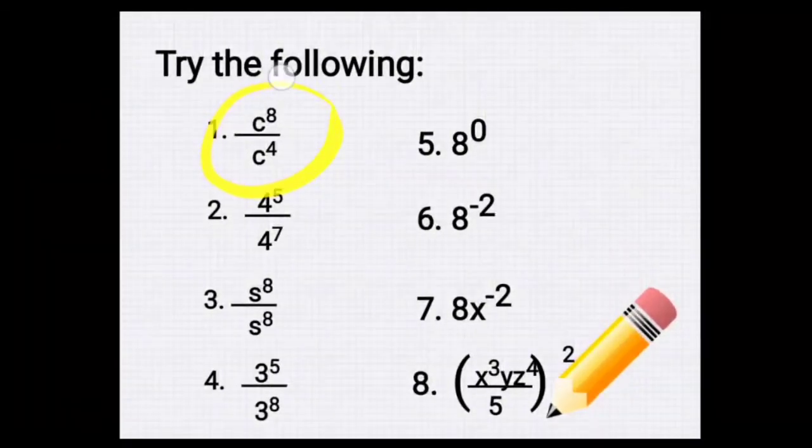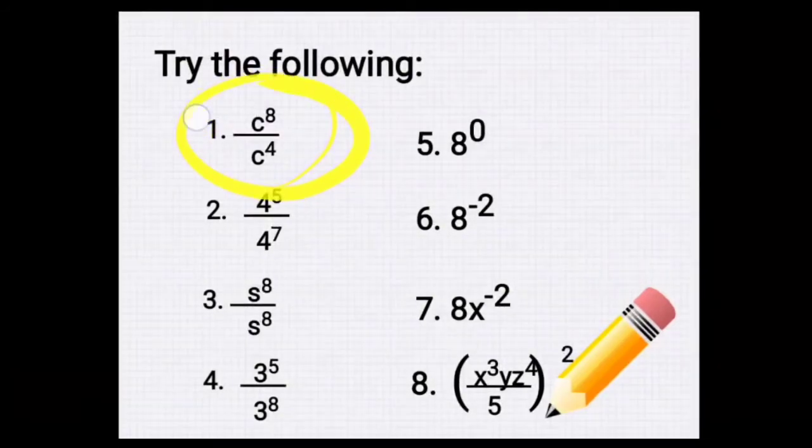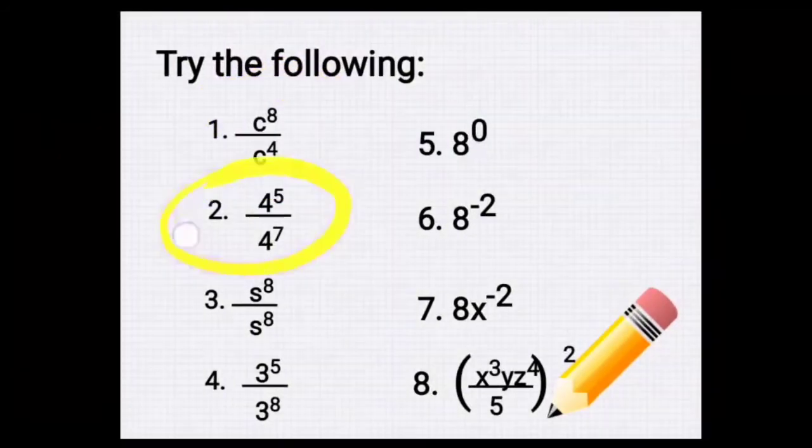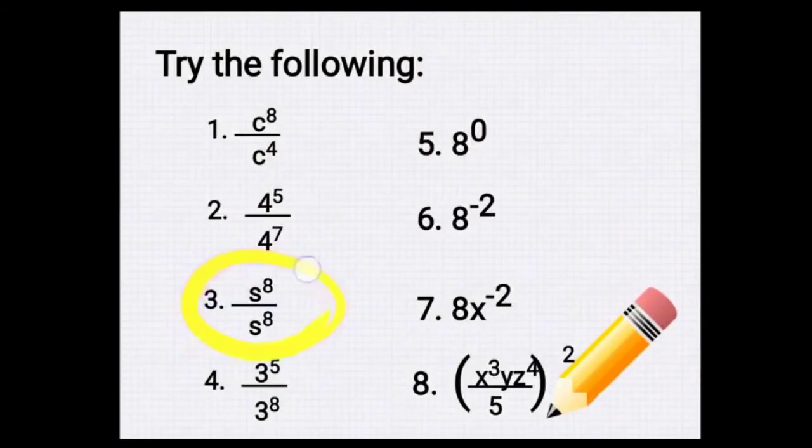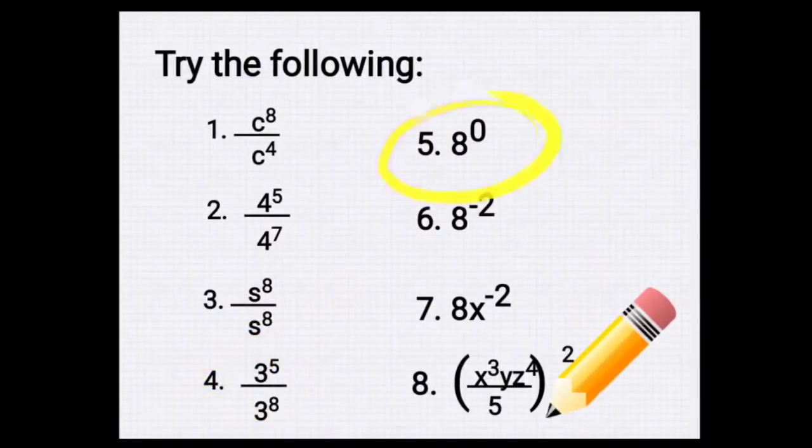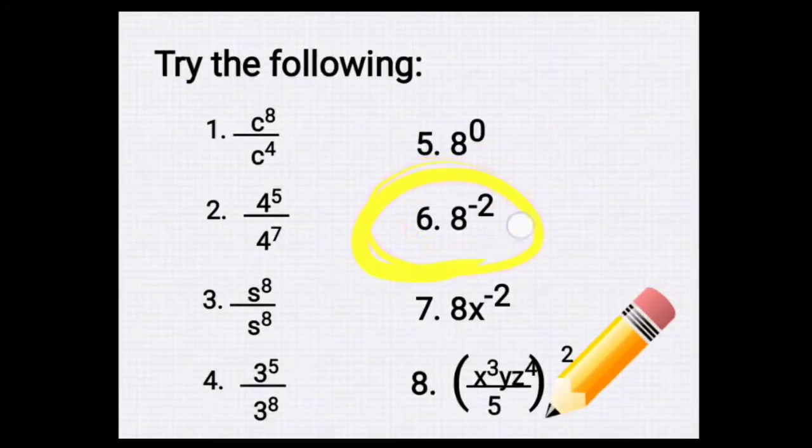For number 1, the correct answer is c to the 4th power. For number 2, it is 1 over 16. For number 3, that is equal to 1. For number 4, the answer is 1 over 27. For number 5, that is equal to 1. For number 6, that is equal to 1 over 64.